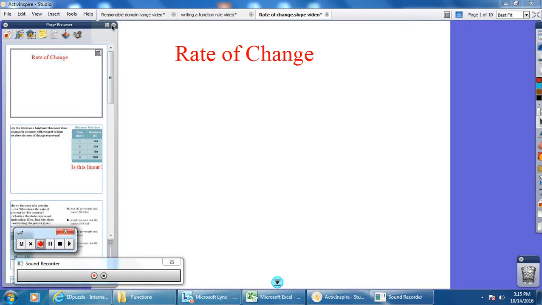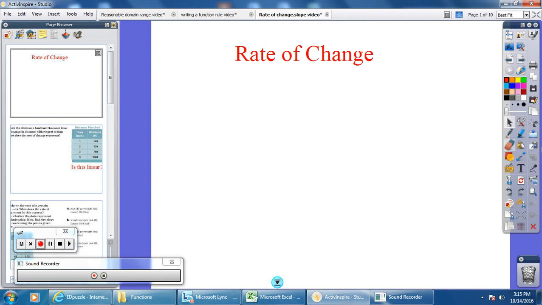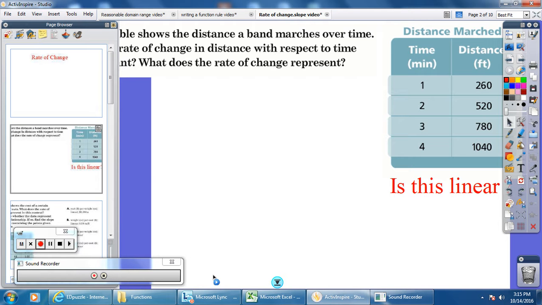All right, here we go, guys. We're going to be talking about rate of change. Now, we've already been talking about rate of change, and we've looked at a couple of ways to find it. So now let's look at some examples.